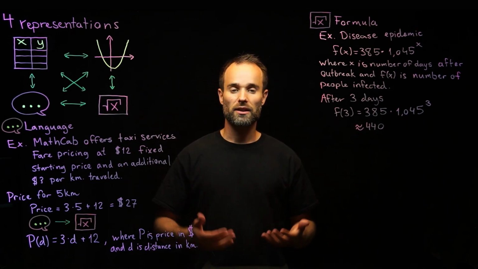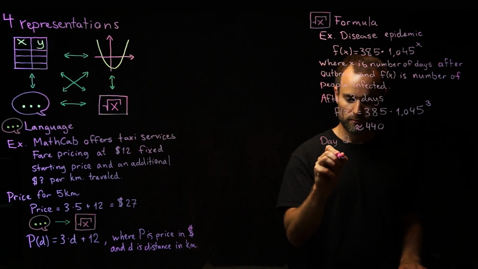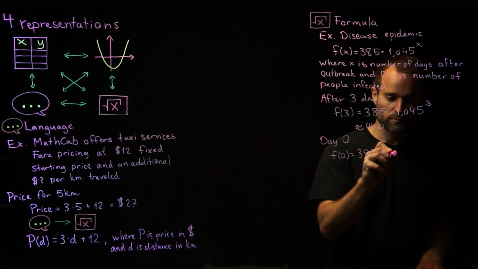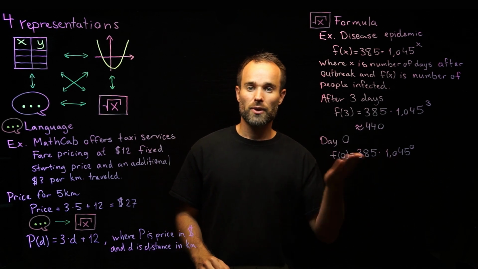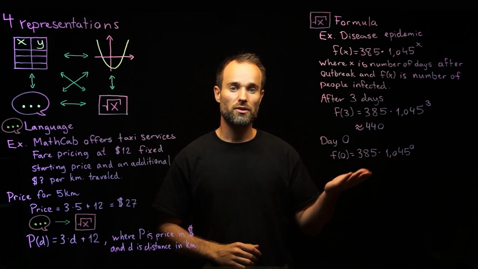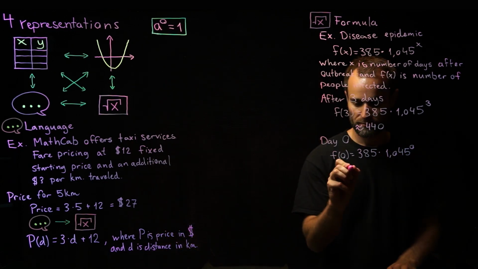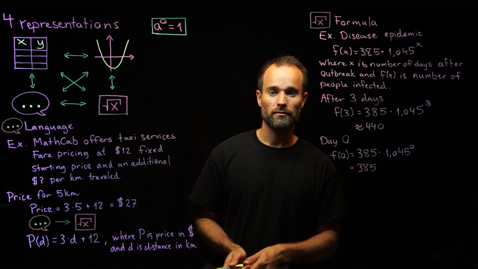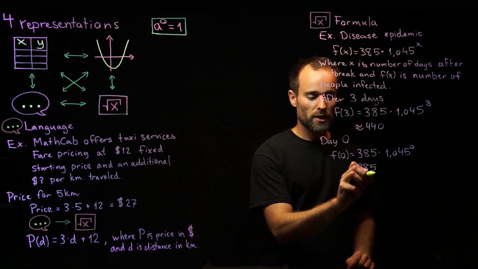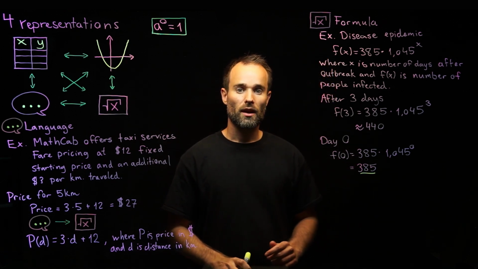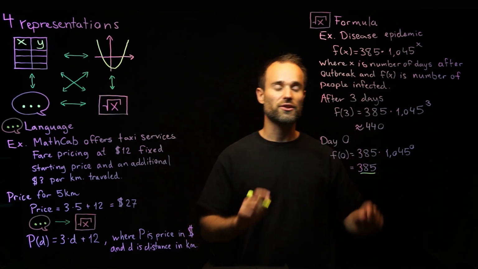How many are infected on day 0? For this calculation, we don't need a calculator, because the result of any number raised to the 0th power is 1. Therefore, the outbreak started with 385 people. And this initial value just so happens to be the number right here in the function.